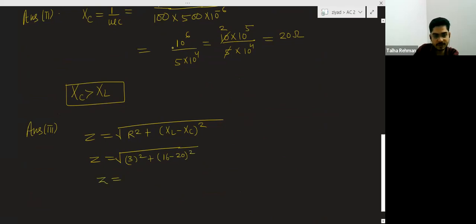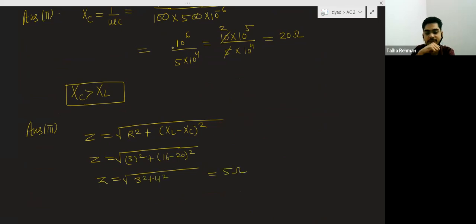So Z will become the root of 3 square plus 4 square. Your Z is 5 ohm. 3 square plus 4 square will be 25, and the root of 25 is 5 ohm.